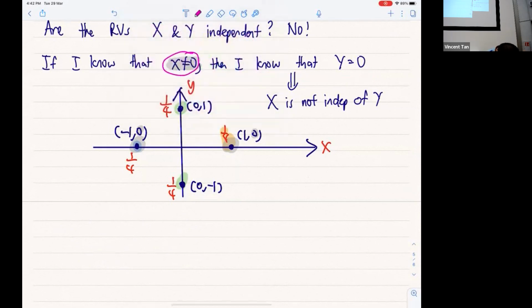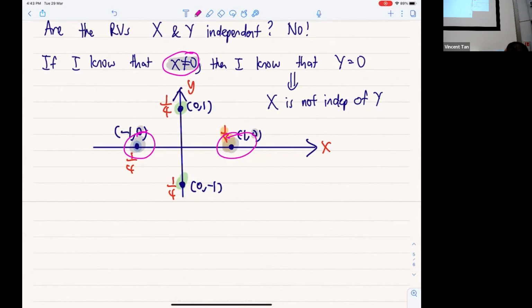So we are in this particular situation. We are here and we are here, and we have some information about Y. It must be 0. Because if X is not equal to 0, we are at the sides. That means Y must be equal to 0. The point here is that if X is not equal to 0, then from the picture, we are either here or there, so Y must be equal to 0. We are on the horizontal axis.